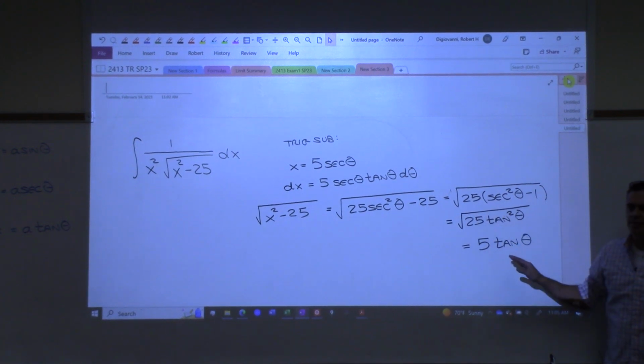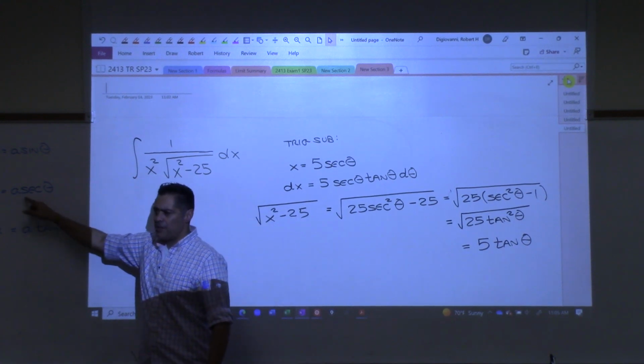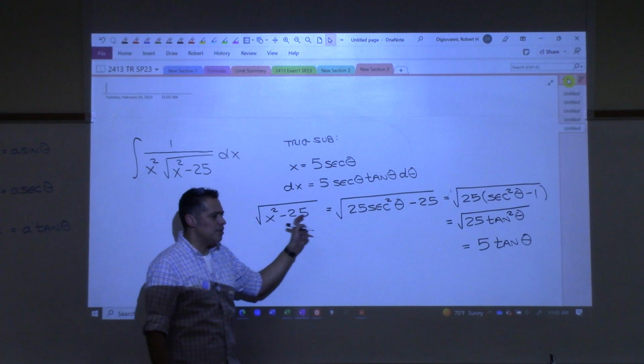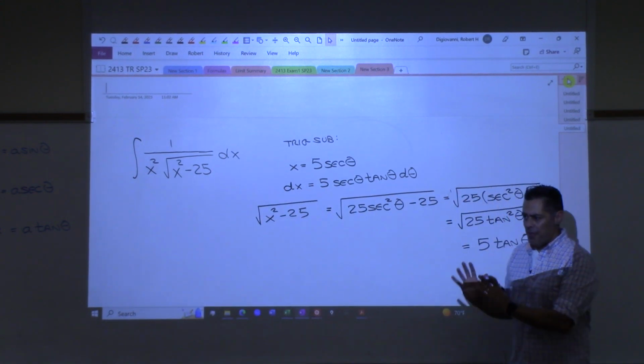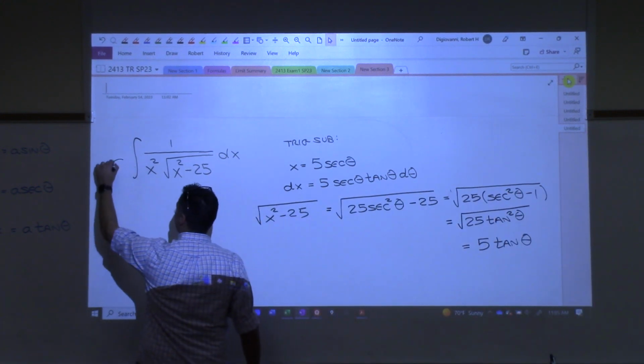5 tan theta, right? Any questions on this? We saw this. That told us to do this. We put the substitution, we differentiate it, and then we figure out what that square root turns into. And now what we're going to do is rewrite the entire integral in terms of theta instead of in terms of x.